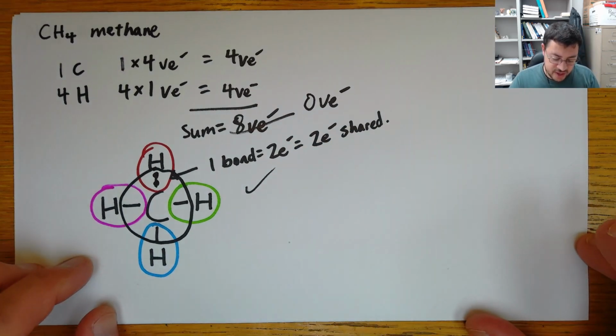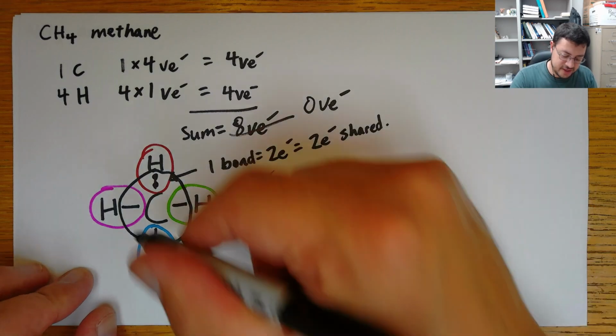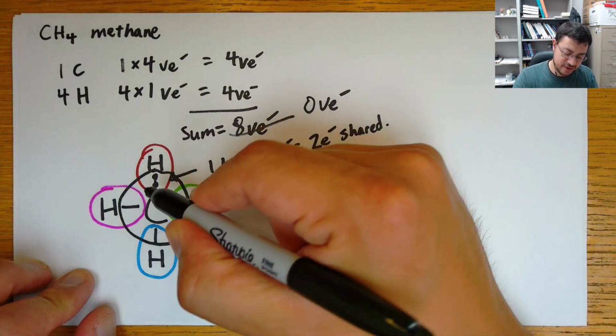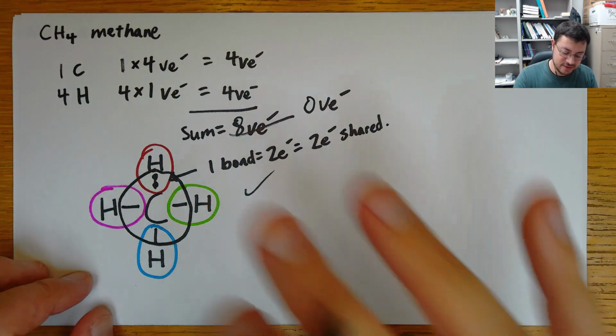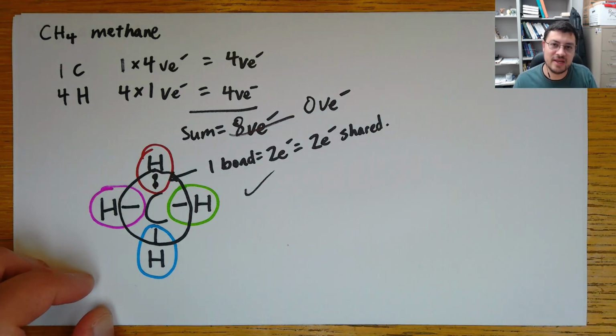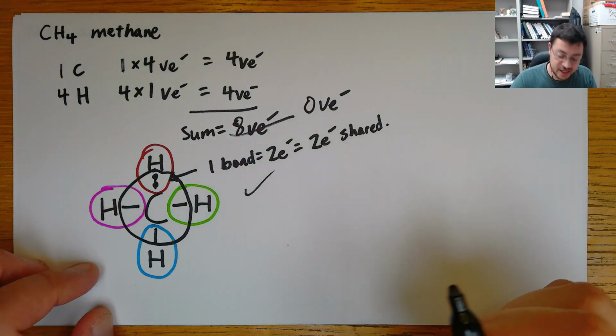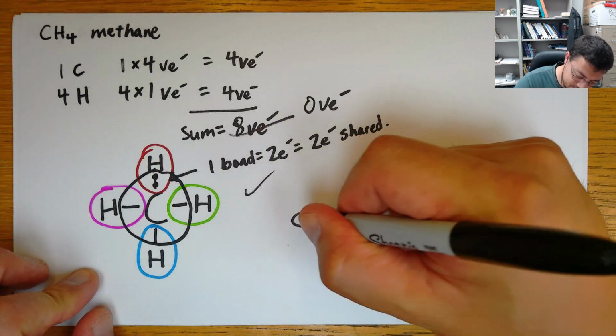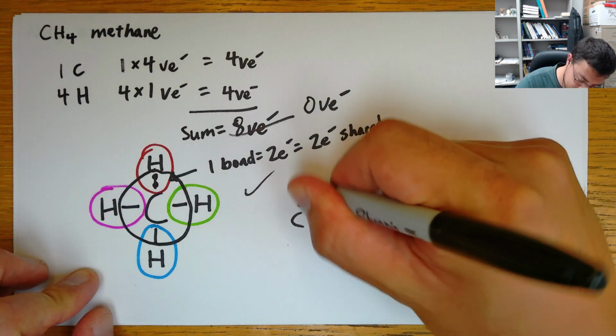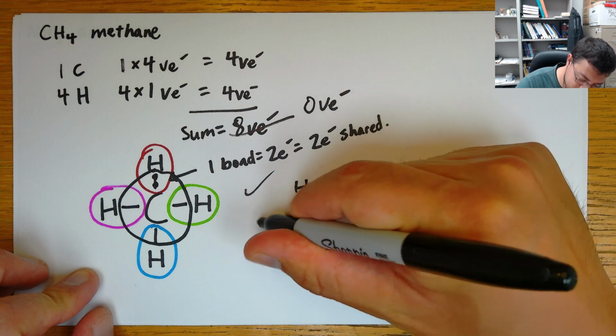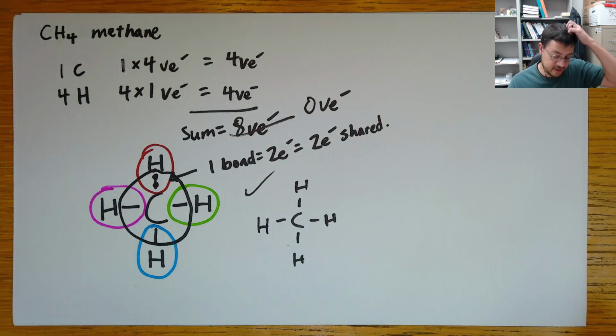When you draw a Lewis structure, you do not need to draw dots. You don't have to draw Venn diagram circles. I just do that sometimes so that people can see the octet rule and duet rule being satisfied. This would be the most simple way of drawing this molecule.